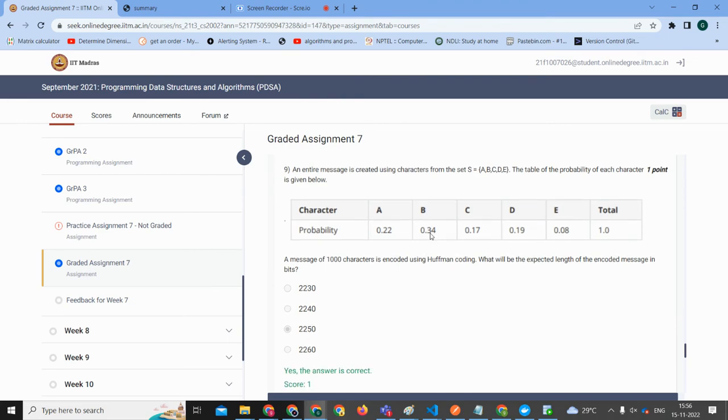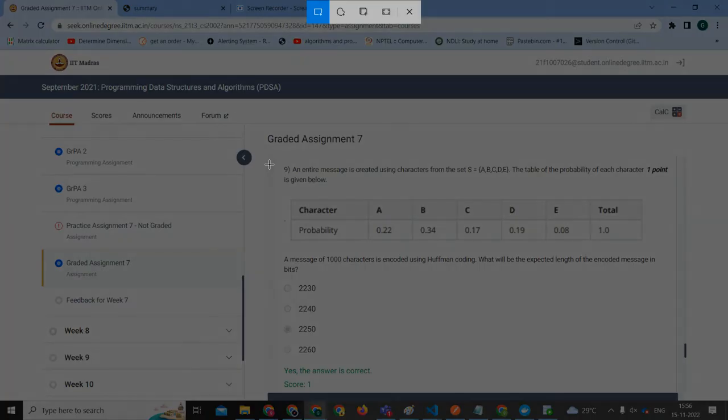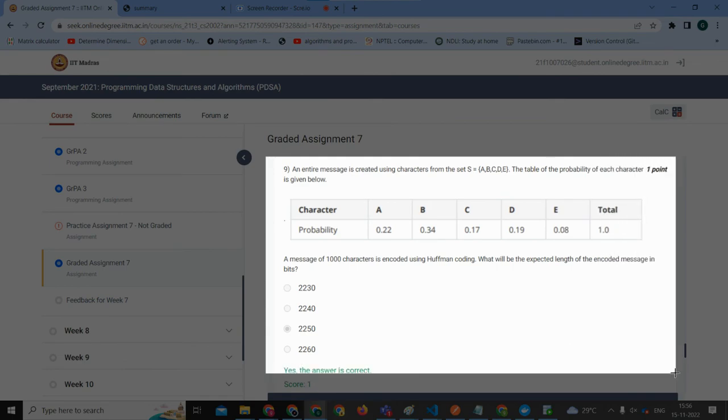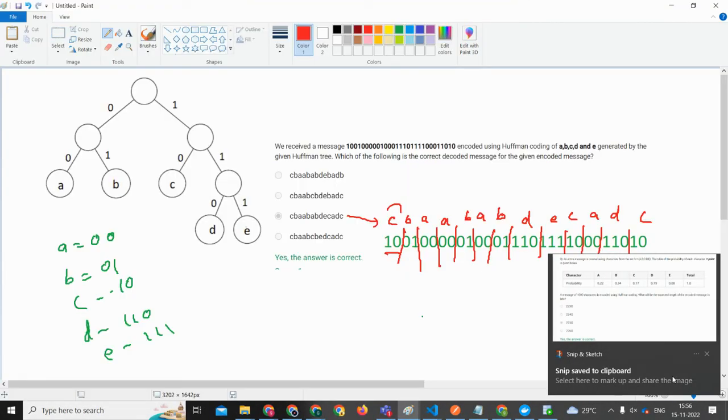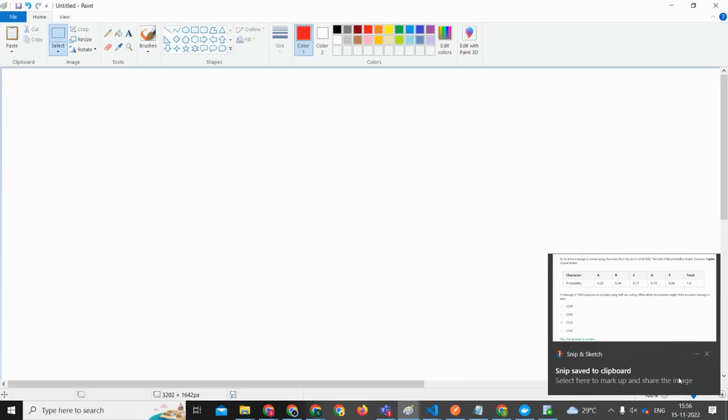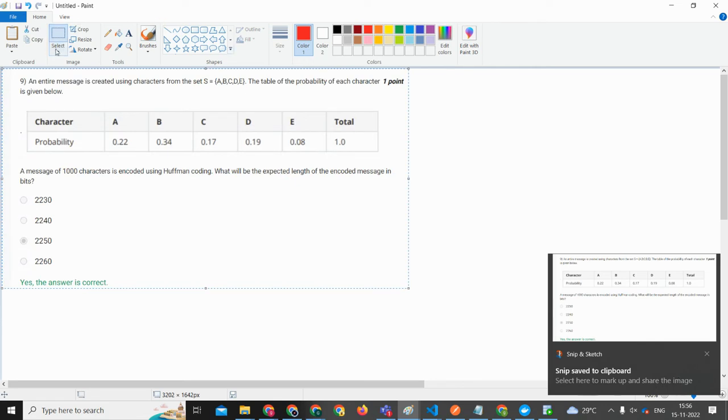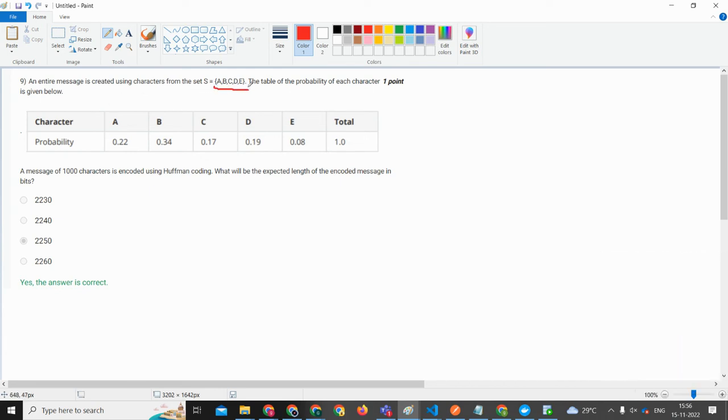Then, coming to this question, how to find the answer. Okay, so the entire message is used in a character set of A B C D E. So only 5 letters are there, and with the 5 letters you're going to create some characters, I mean, some letter or message or something like that.